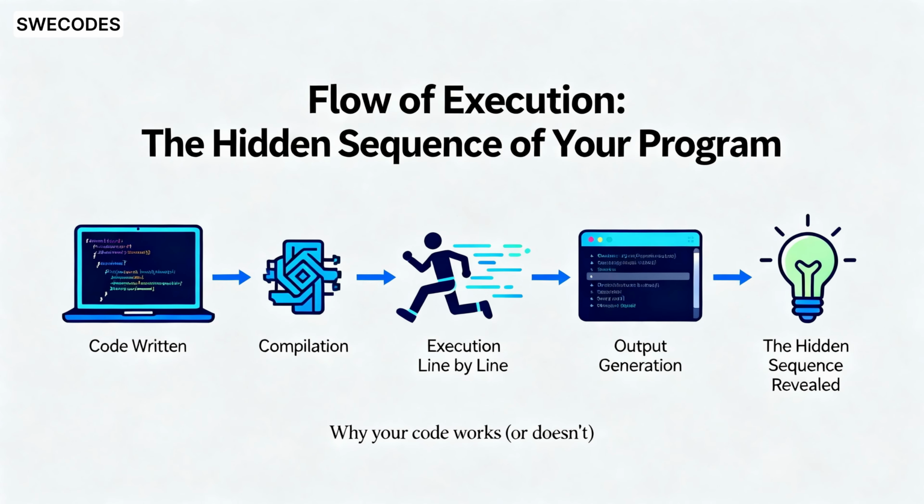Ever written a piece of code that should have worked, but didn't? Here's the secret. It's not just what your program says, it's how it runs. We're breaking down one of the most underrated principles in programming: the flow of execution, the hidden sequence that determines exactly how your program comes to life.